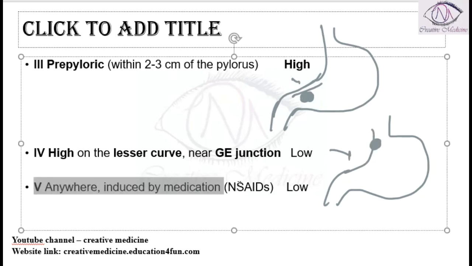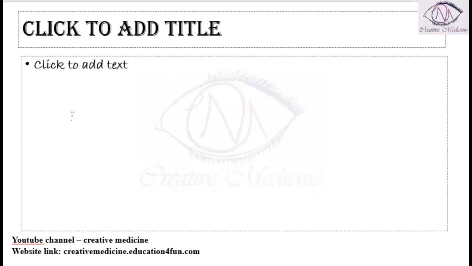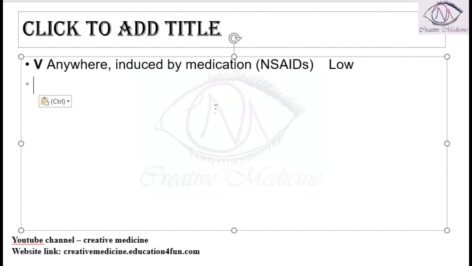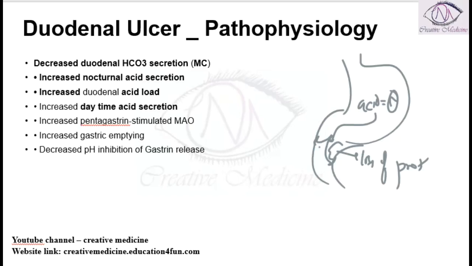Whereas type 5 can be present anywhere, and it is induced by medications like NSAIDs. So this has low acid secretion. So these are the five types of gastric ulcers based on the modified Johnson's classification.